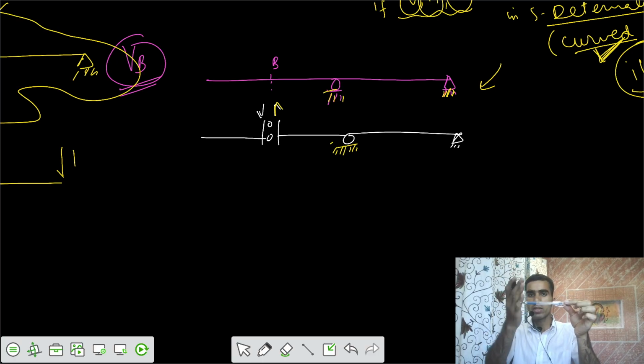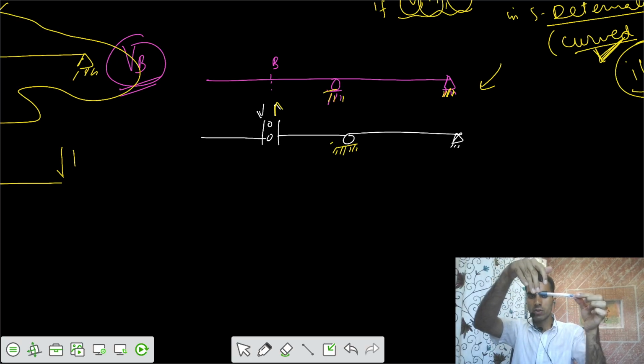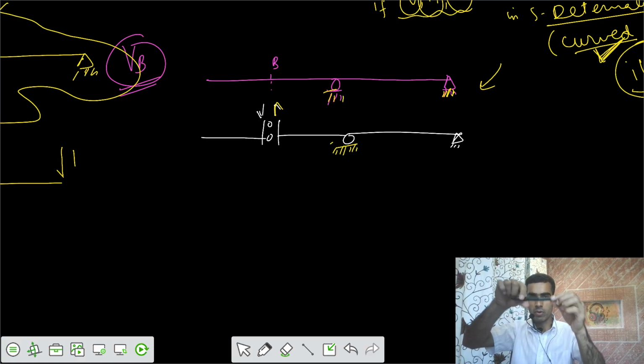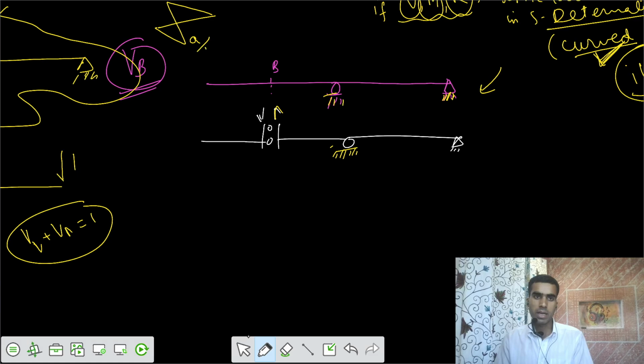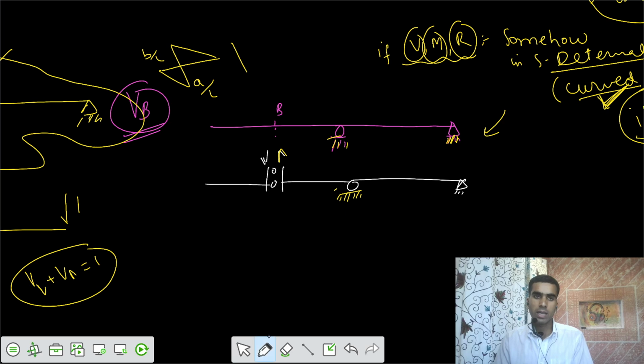So once you cut this section at this point B on the left side, you're applying a shear downwards. So the entire part is going downwards by this amount, V downwards. You have to ensure that V downwards plus V upwards is 1. We already know that when you apply the shear force, this was your minus A by L, this was your B by L, such that A by L plus B by L was equal to 1.